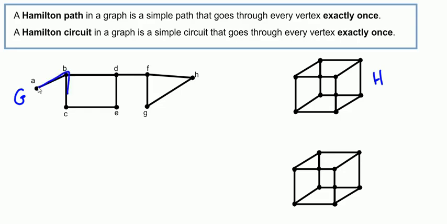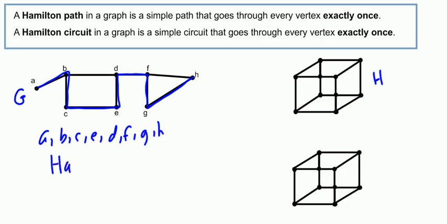In this graph G, you can hopefully see there's a nice simple path here from A to H, right? From A to B to C to E to D to F to G to H. All right, this would be a Hamilton path. Okay, we used every vertex. We didn't retrace our steps at all, and we went through every vertex exactly once.